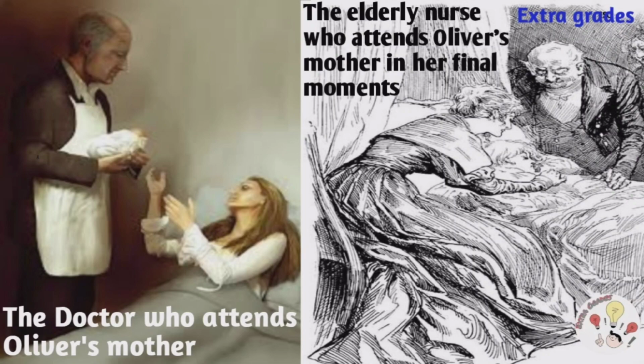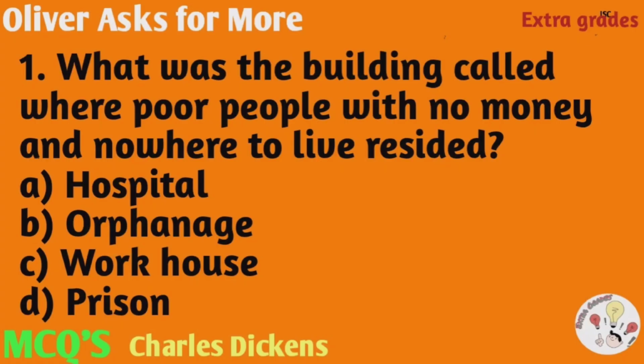So my first question is, what was the building called where poor people with no money and nowhere to live resided? The options are A, hospital, B, orphanage, C, workhouse, D, prison. And the correct answer is C, workhouse.